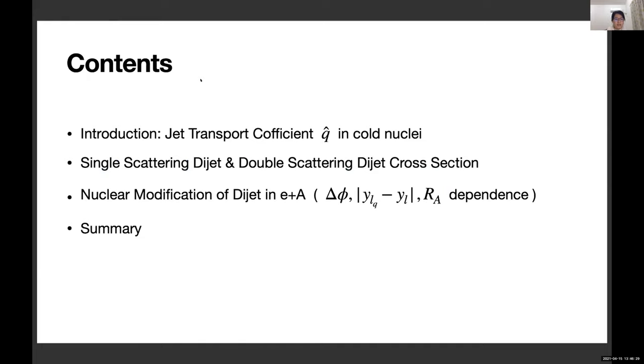Okay, so here is the content of my talk. I will start with the introduction of the central quantity of our study, the jet transport coefficient, the q-hat, in cold nuclei. Then I will show the single scattering Dijet and the double scattering Dijet cross-section. After that, I will present some numerical calculation for the nuclear modification of Dijet in eA collisions, its azimuthal angle, rapidity gap, and the nuclear size dependence. In the end, I will summarize my talk.